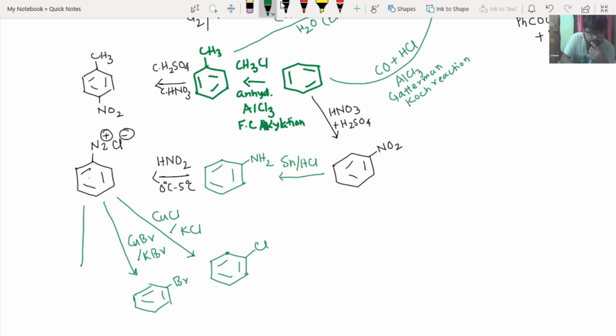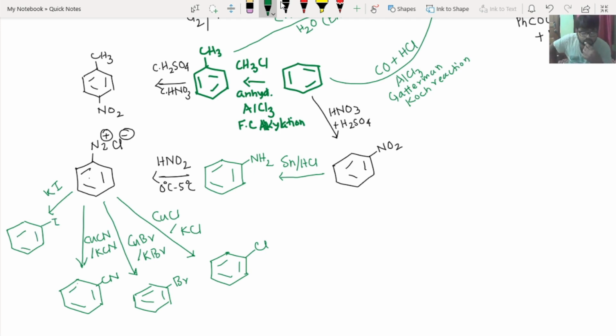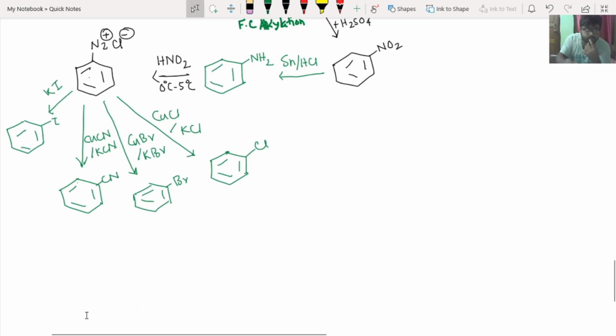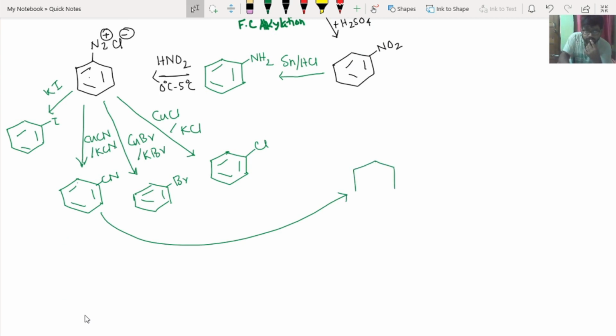And by using CuCN and KCN, it can be converted into cyanobenzene. Now, by using potassium iodide only, it can be converted into iodobenzene. Alright, now this cyanobenzene can be converted into benzoic acid.